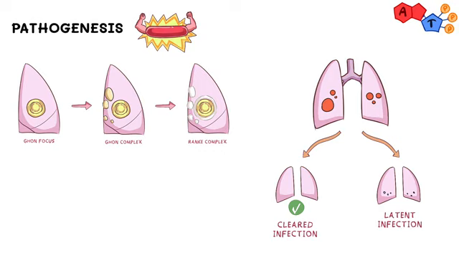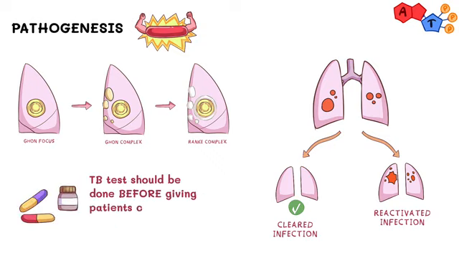When the person's immune system gets compromised, like in HIV, the latent infection can then become reactivated and start to spread around. This is known as reactivated TB. For that reason, giving patients certain immunosuppressant drugs should be preceded by a TB test to make sure that the patient is free of TB.